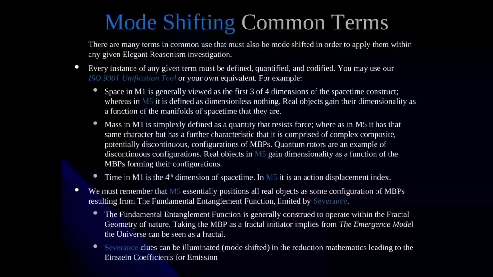When we realize that an individual MBP is a fractal initiator of a rope segment in knot theory, we then have a mechanism for the emergence model to come back through the fractal geometry of nature and manifest actually the entire universe. And it is amazing to think about it in those terms. I'll talk about that in a different video.